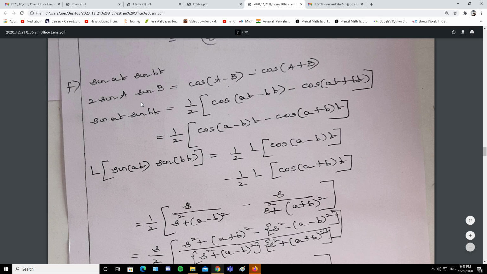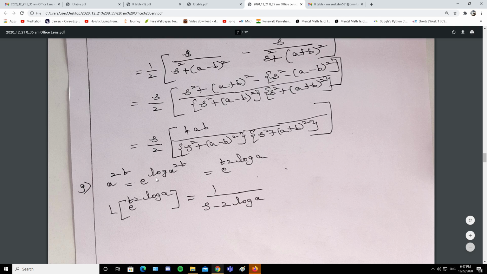There is no product rule in the case of transforms. So you have to make use of the formula depending on the product. So 2 sin A sin B is cos of A minus B minus cos of A plus B. So we find the Laplace of the product sin at sin bt using this formula.